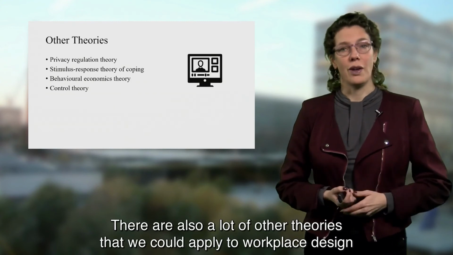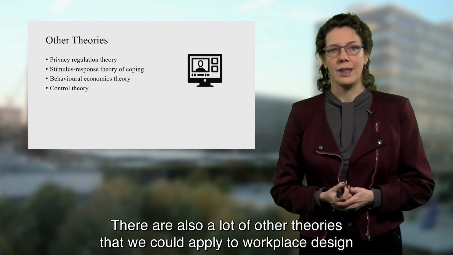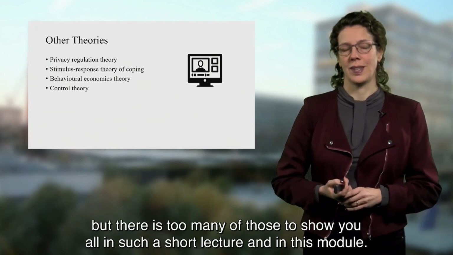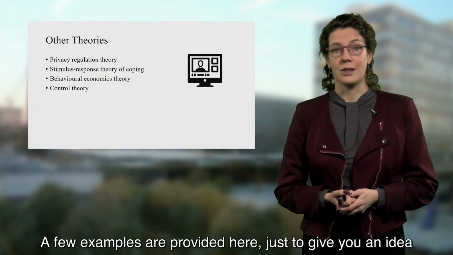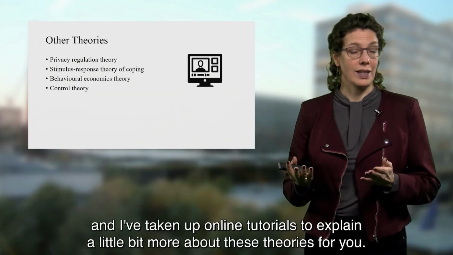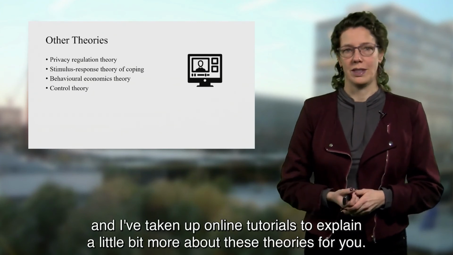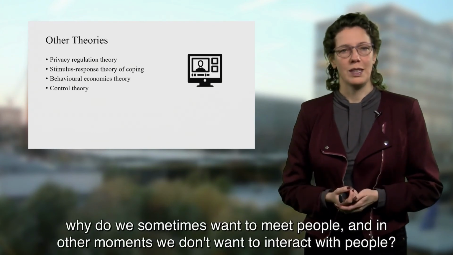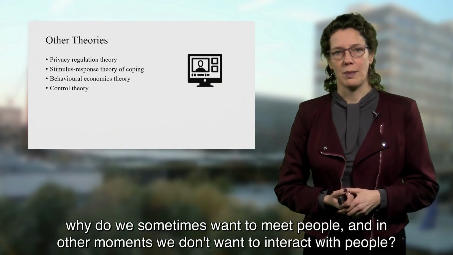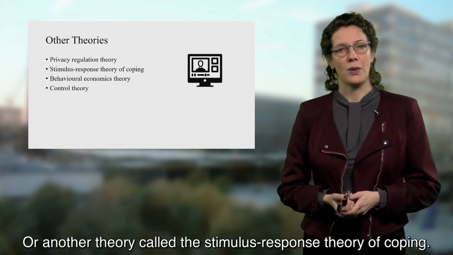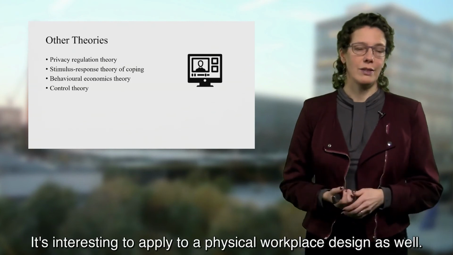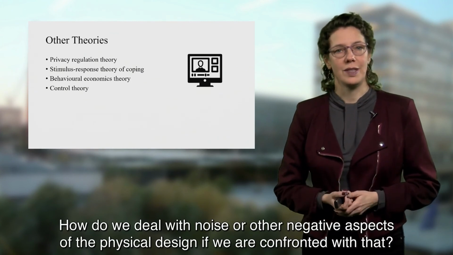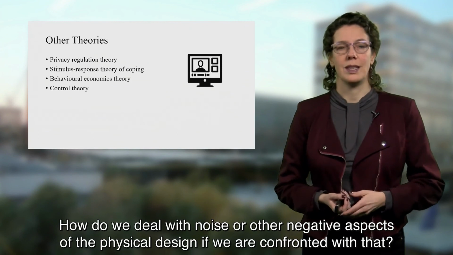There are also a lot of other theories that we could apply to workplace design, but there's too many of those to show you all in such a short lecture and in this module. A few examples I've provided here just to give you an idea, and I've taken up online tutorials to explain a little bit more about these theories for you. For example, the privacy regulation theory, and why do we sometimes want to meet people and in other moments we don't want to interact with people. Or another theory called the stimulus response theory of coping. It's interesting to apply to physical workplace design as well.